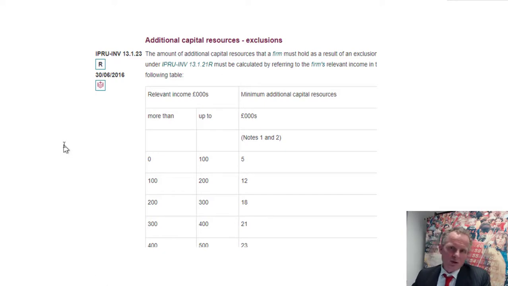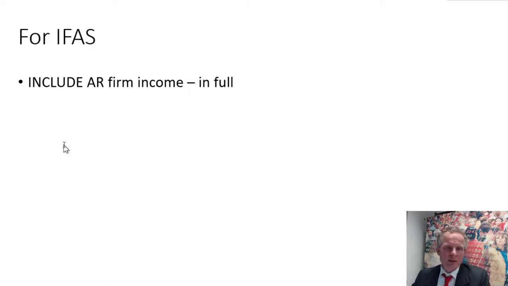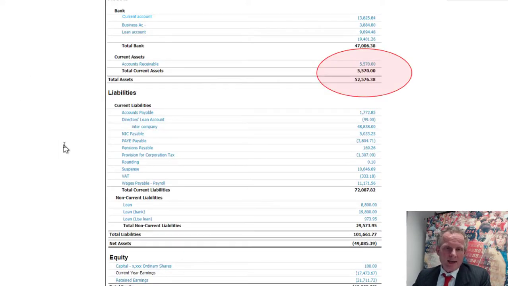There are some extras for IFAs. Exclusions on your PI insurance will mean you need to hold extra capital and also a higher excess on the PI. If you've got ARs, include their income in full, their regulated income. So include debtors, as I've mentioned there.